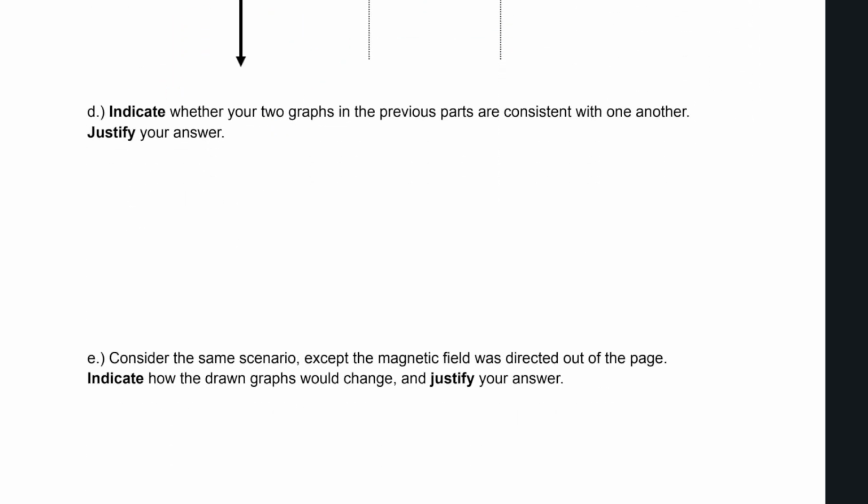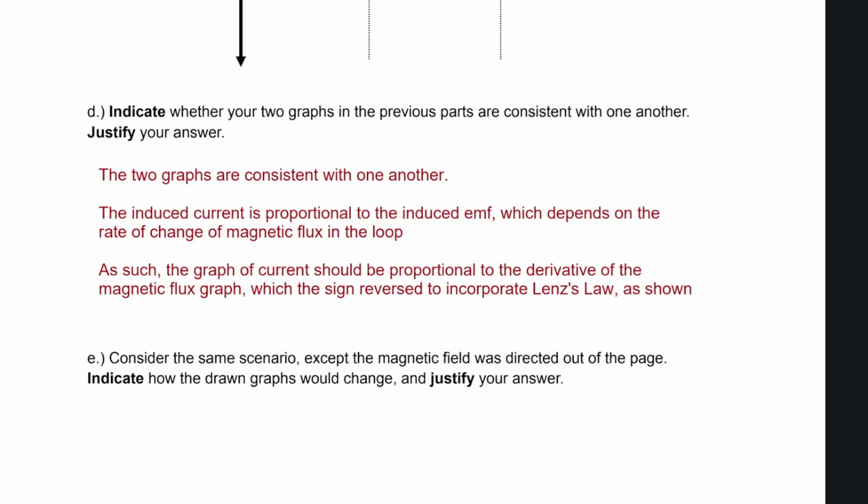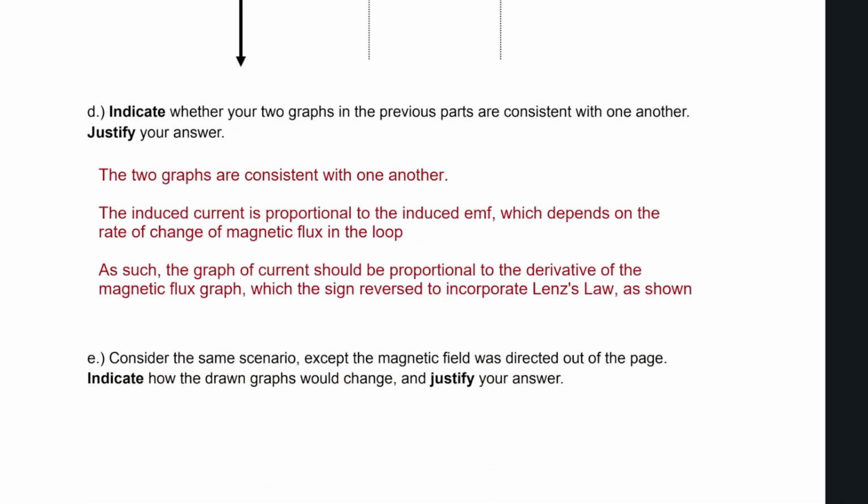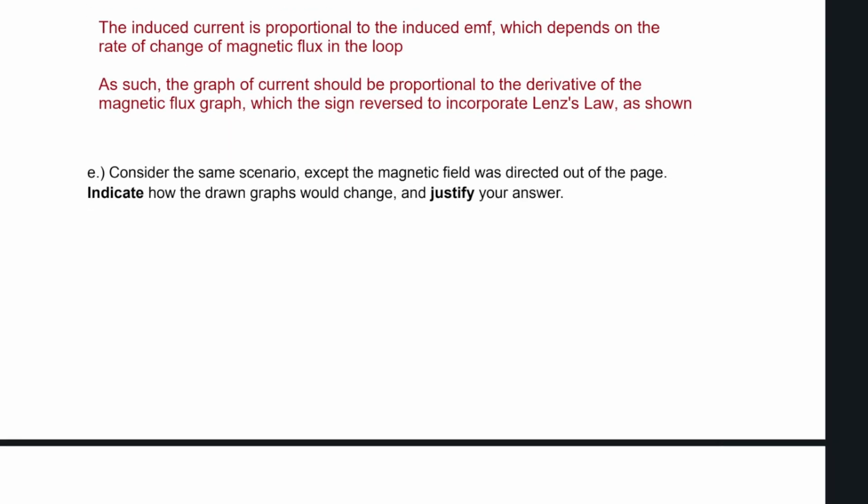So going to the actual wordy explanation here, the two graphs are consistent because the induced current is proportional to EMF, which depends on the rate of change. So as such, the current graph should look like the derivative of the magnetic flux graph. And the sign is reversed just to show that Lenz's law is being followed.